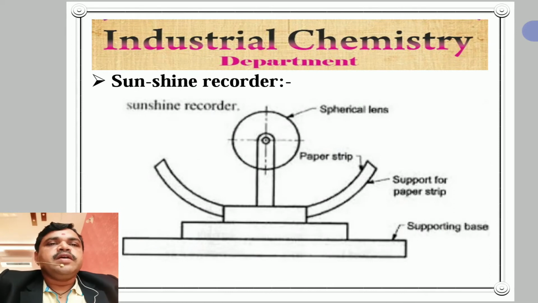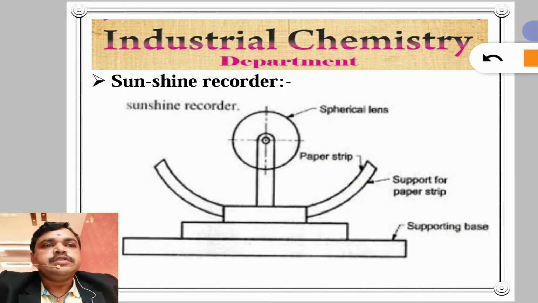See the figure of the sunshine recorder. We see the parts of the sunshine recorder. The first part is the spherical lens, which focuses the sun rays. Next is the paper strip, which indicates the sun rays. This one is the support for the paper strip, and the last one is the supporting base.